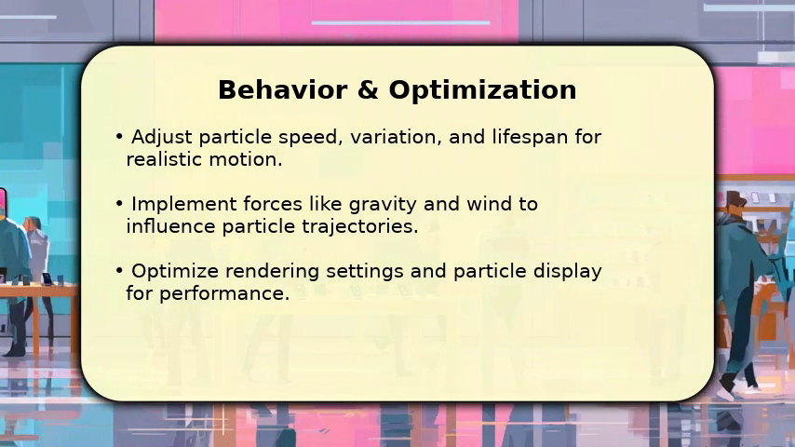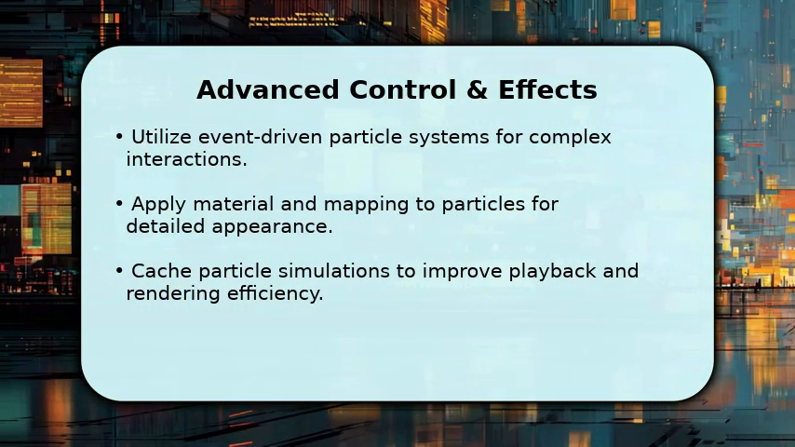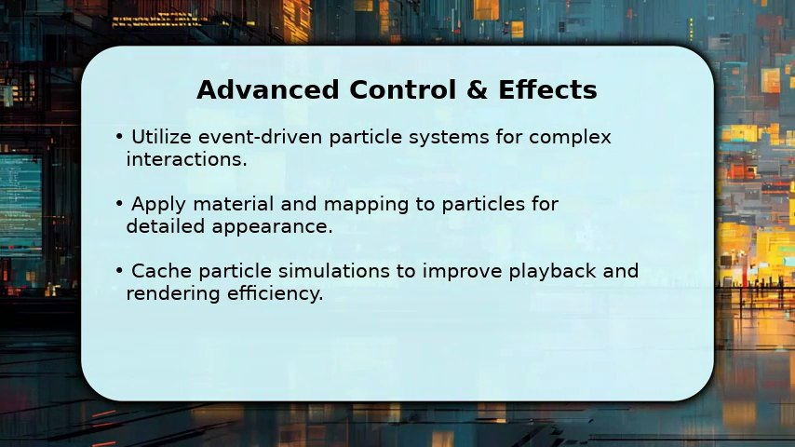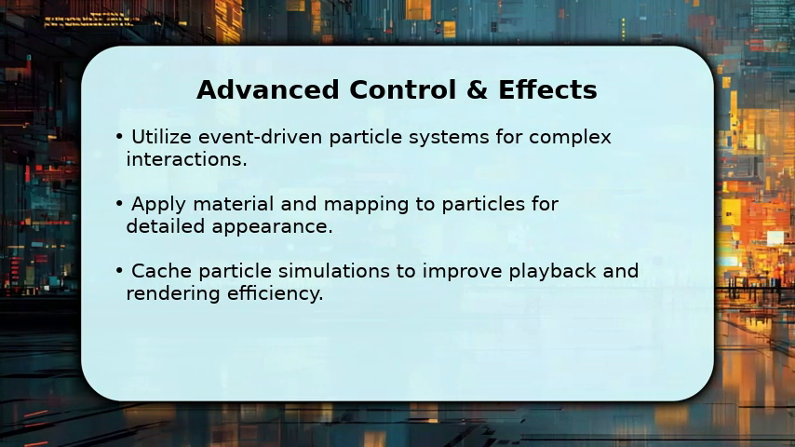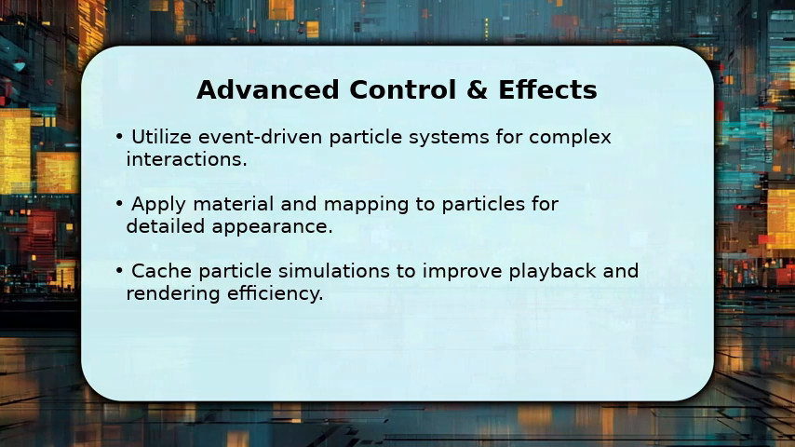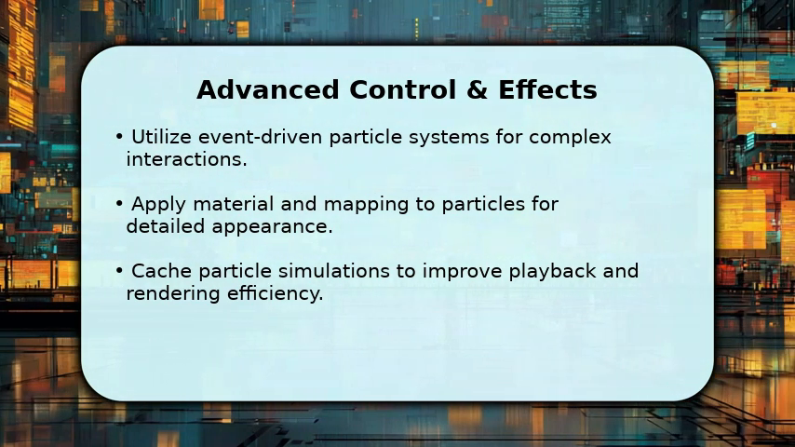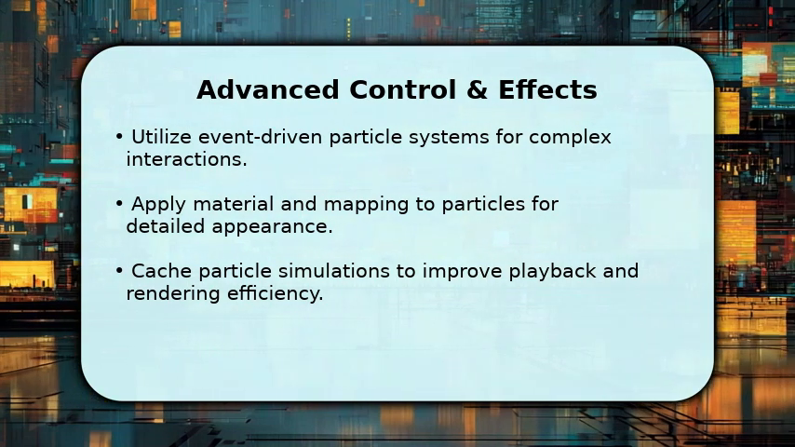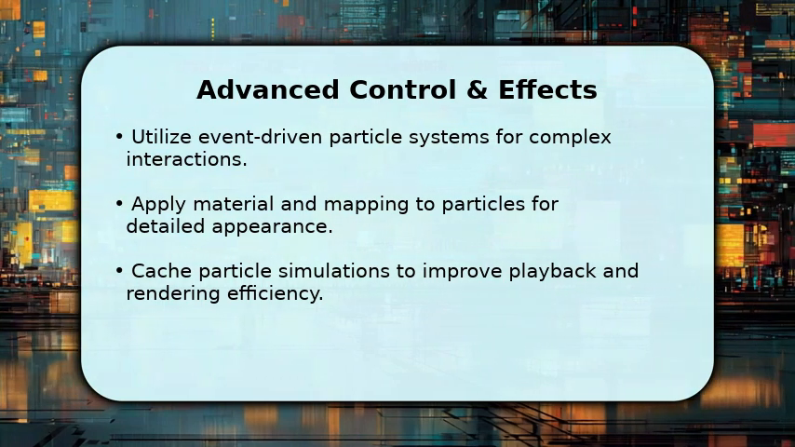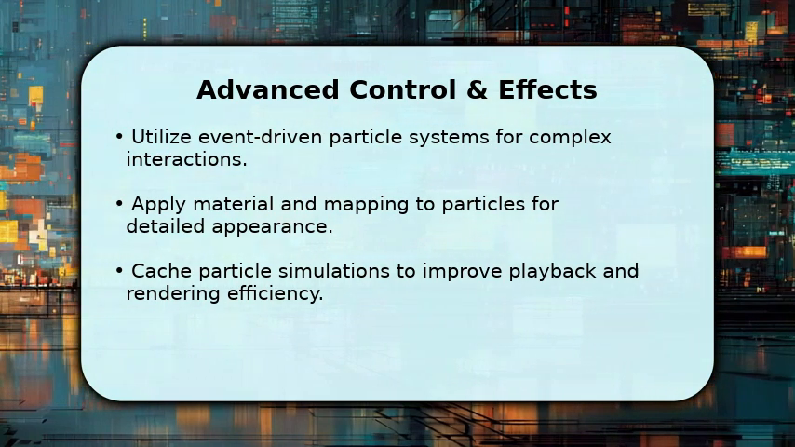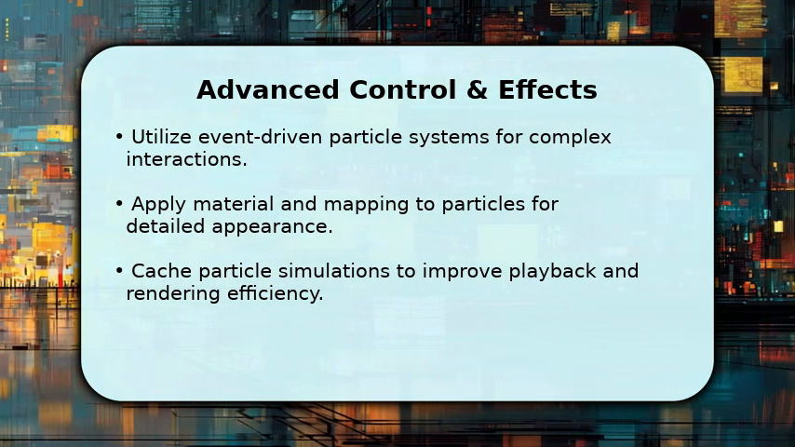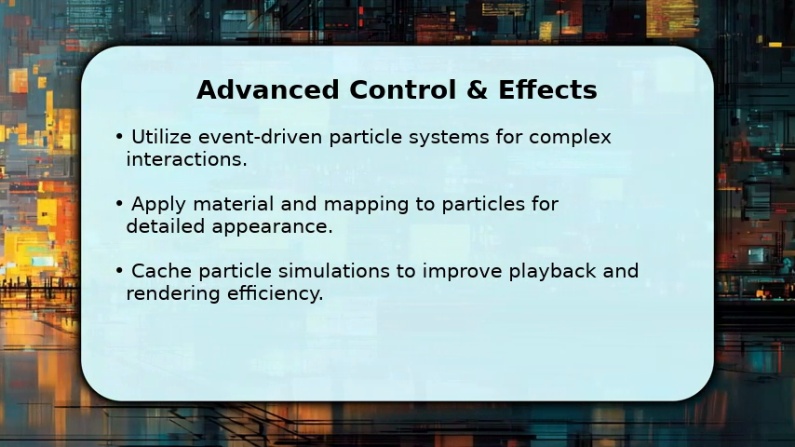complex simulations. For advanced control, leverage event-driven particle systems, allowing particles to change behavior based on specific triggers, like a collision. Apply intricate materials and mapping directly to your particles, perhaps a 512 by 512 pixel texture, for highly detailed appearances. Finally, always cache your particle simulations. This process pre-calculates the animation, significantly improving playback speed and rendering efficiency, especially for scenes with tens of thousands of particles. This ensures a smooth workflow and professional results.